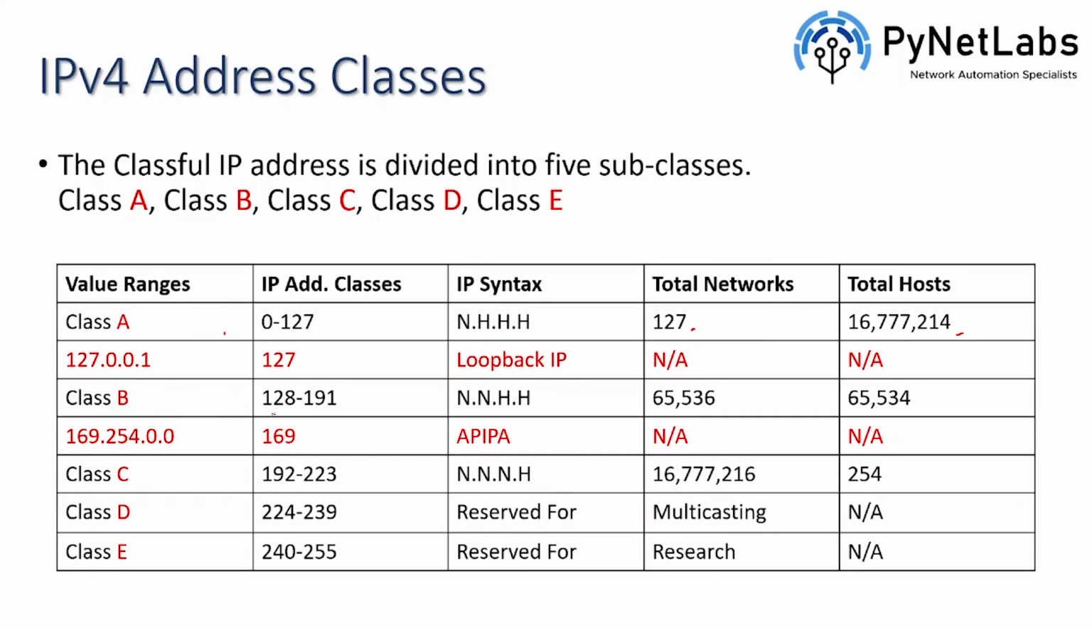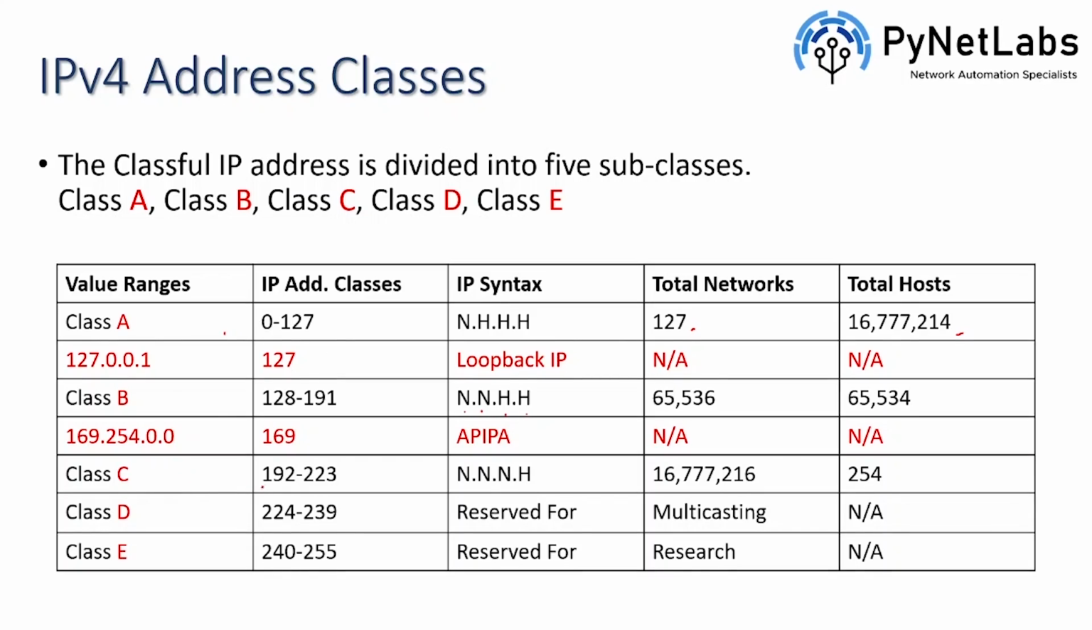Then class B ranges from 128 to 191. The two octets are for the network part, and 2 are for the host part. We can get 65,536 networks out of class B and 65,534 addresses per network. Here we also have a range which is used as APIPA, which stands for Automatic Private IP Addressing. In the case when DHCP fails, an APIPA address is assigned to the PC. So this is not something which we can use.